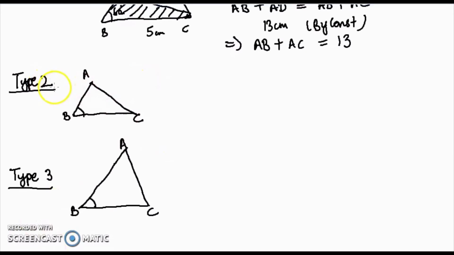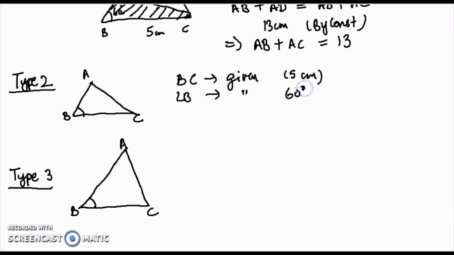Okay, the next types of construction are type 2 and type 3, in which the difference of the sides is given. But again, these two types are different. In one, over here, BC is given. Let's say it is again 5 centimeter. Angle B is also given. Let's say that is again 60 degree. And here AC minus AB is given. Let's say it is given as 2 centimeters.